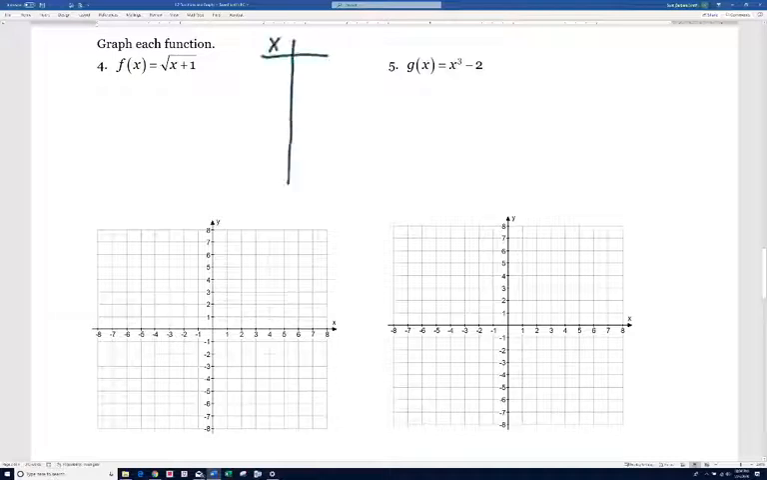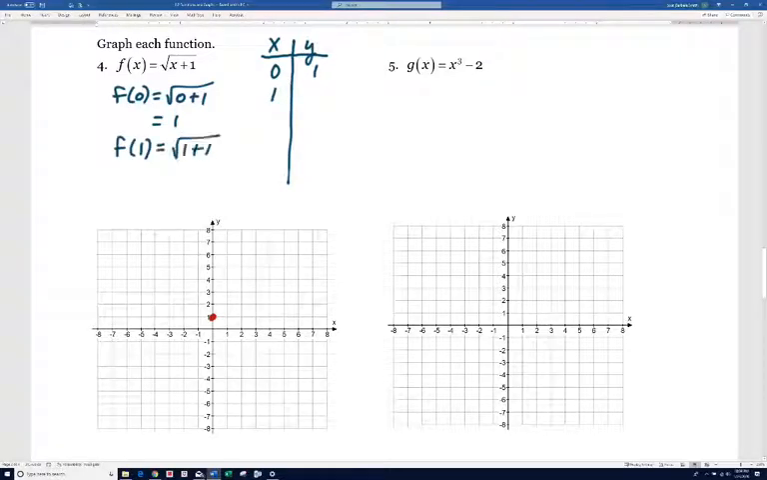And so let's go ahead and make an XY chart. And again, I think I'll start with 0, just keep things simple. So if I plug in 0 here, I get the square root of 0 plus 1, which is the square root of 1, or 1. So when I plug in 0 for x, the corresponding output is 1. So let's go ahead and plot that point, 0, 1. And might as well go up to the next number, 1. When you plug in 1, it will be the square root of 1 plus 1, or the square root of 2, which is about 1.4. So that goes about right there.